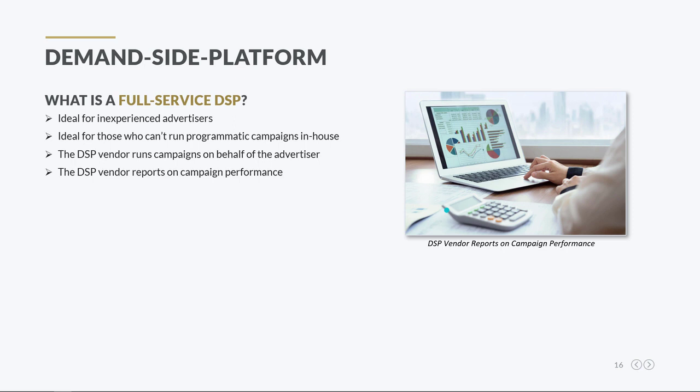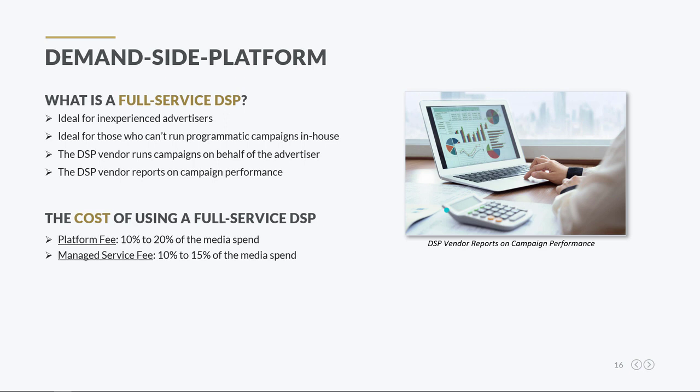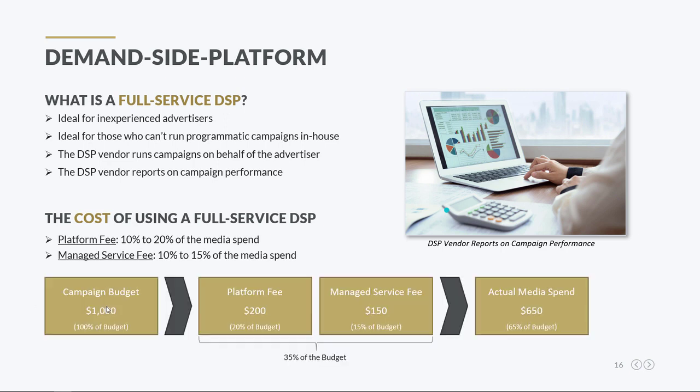When it comes to the cost of using a full-service DSP, advertisers have to pay two fees, one for running campaigns through the DSP platform ranging from 10 to 20% of the media spend, and the other for the managed service they get ranging from 10 to 15% of the media spend. Again, the actual cost of those fees depends on the total amount the advertiser is willing to invest per month, the chosen DSP provider, and of course the advertiser's negotiation skills. But let's see in greater detail how a full-service DSP charges those fees.